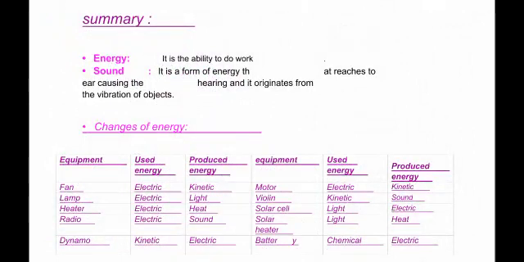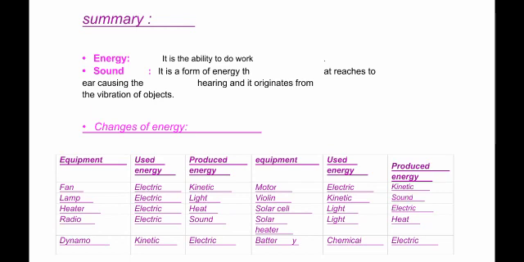So now we will begin our summary. We said in our lesson before that energy is the ability to do work. And we said that sound is a type of energy or a form of energy that reaches our ear, causing hearing. And it originates or is produced from the vibration of bodies or objects. Changes of energy. We have this schedule in front of us. We will summarize what we learned before.